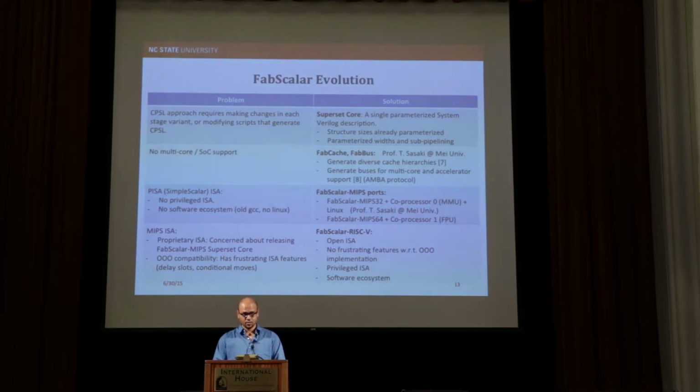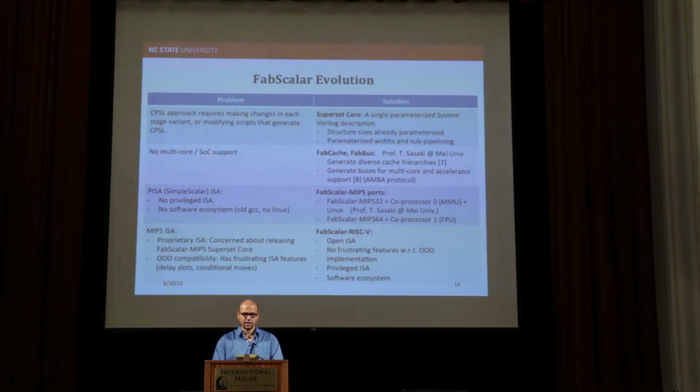The next big problem, and this is a real problem, was that the PISA ISA is very old, including the toolchain, which is stuck at GCC 2.7. And it cannot even compile the benchmarks that we want to run right now. Plus, it does not have a privileged ISA spec, so we couldn't even run Linux on it. That's why we decided to move to MIPS, and we ported FabScalar to MIPS32 2 years back, and we also added floating point to it. So there are two versions, MIPS32 and MIPS64, and the MIPS64 version had the floating point support added to it.